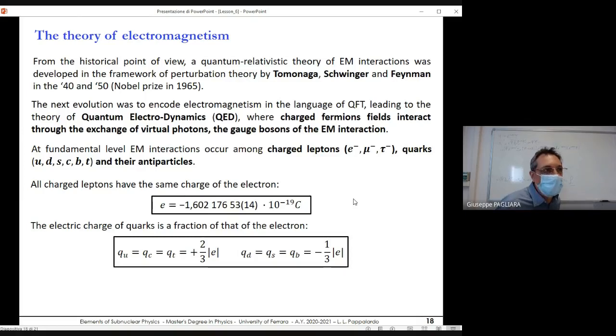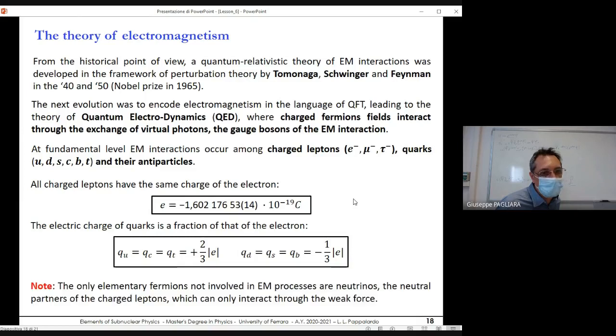So since all of them carry electric charge, all of them must interact through electromagnetic interaction, and not only, as you know. The only elementary fermion which is not involved in electromagnetic processes is the neutrino, because the neutrino is a neutral particle, does not carry any electric charge, and so it doesn't carry any color charge as well, so it can only interact through the weak interaction.